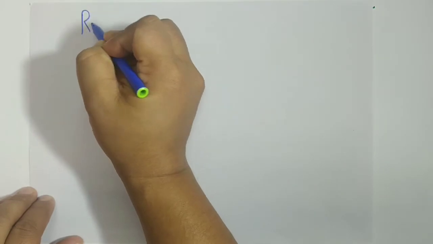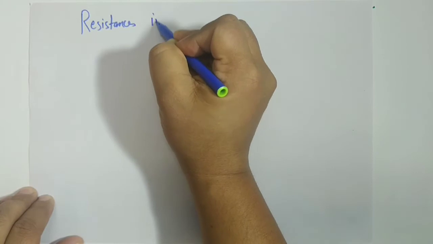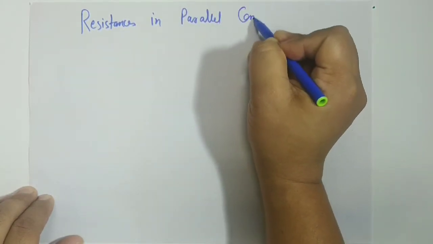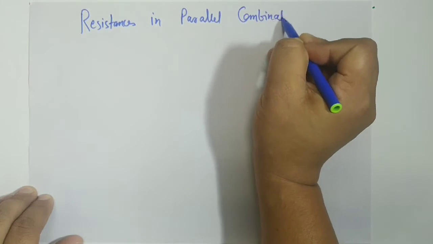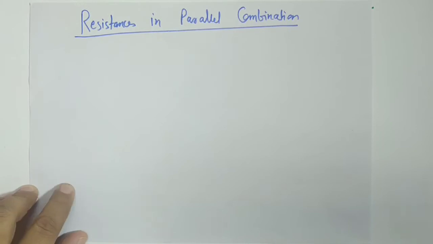In continuation with current electricity. Last topic we discussed resistance in series. Today we will discuss resistances in parallel combination, when they are combined in parallel, how they behave.